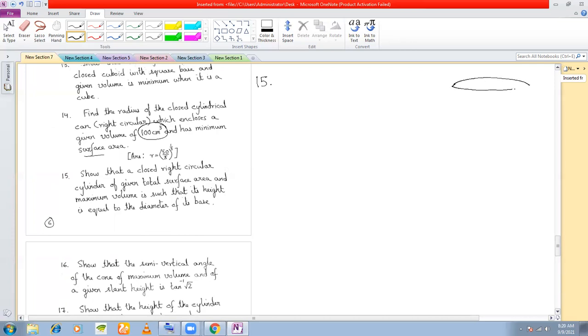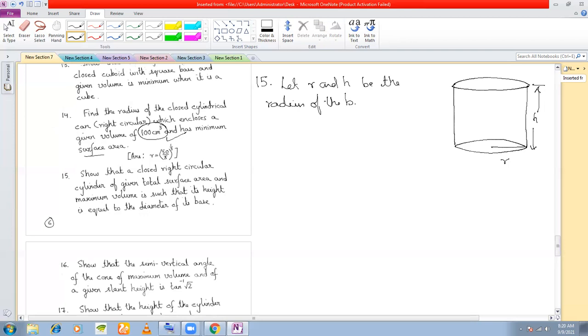The actual figure is not given. Here the volume was given to be 100 centimeter cube. Here total surface area is not given to you. You can take it to be S, which is a constant. Okay, so again we draw this, and this is your radius, this is your height. Again we start by saying let R and H be the radius of the base and height of the right circular cylinder.